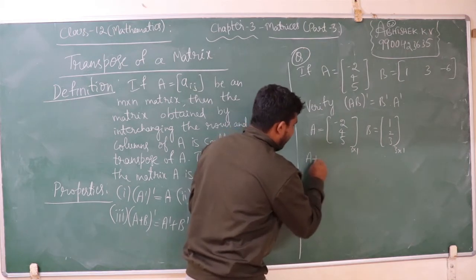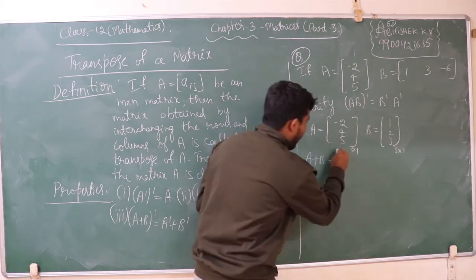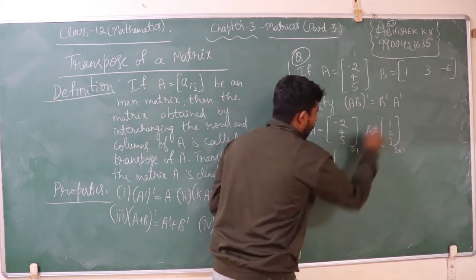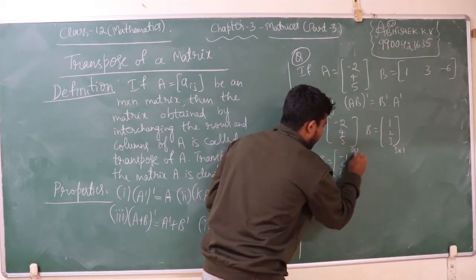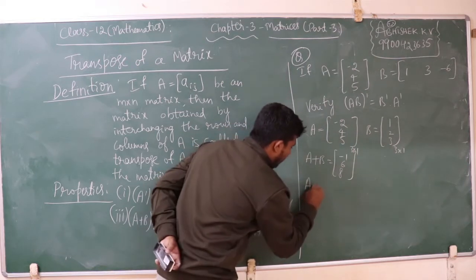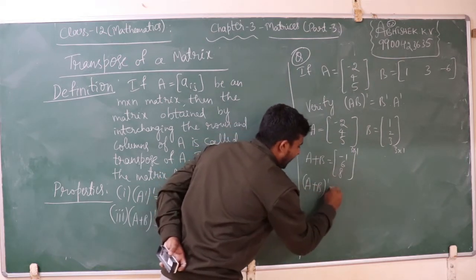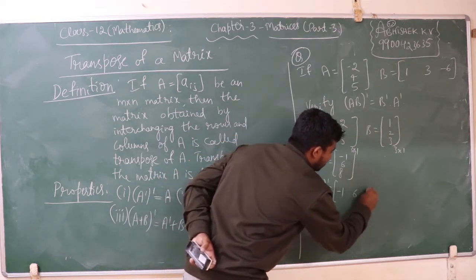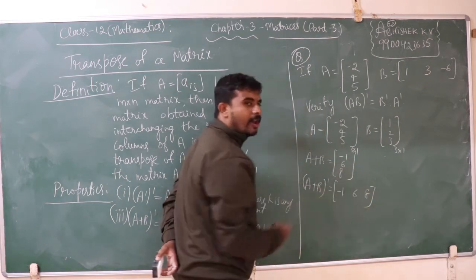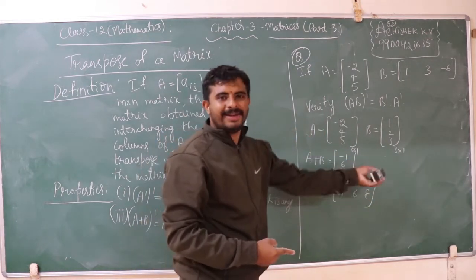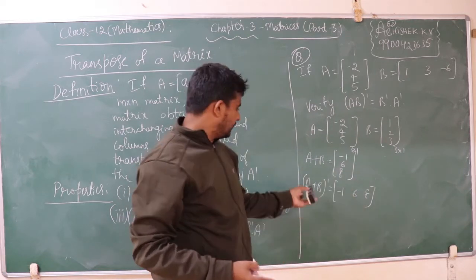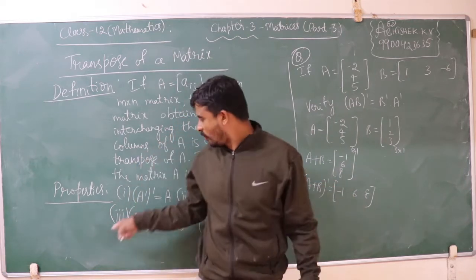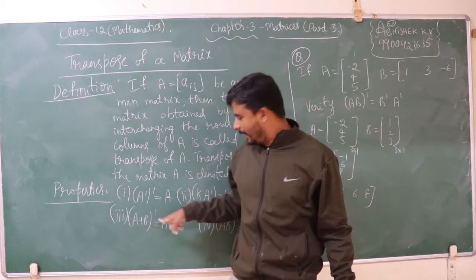What is A plus B? Minus 2 plus 1, minus 1. 4 plus 2, 6. 5 plus 3, 8. What is A plus B whole transpose? This is equal to minus 1, 6, 8, changing these rows to columns. Because it has only one column and 3 rows, it changes to 1 row, 3 columns. This is the transpose of A plus B.